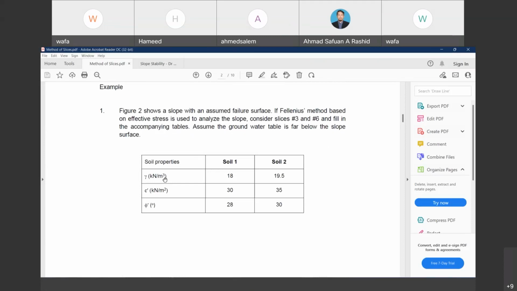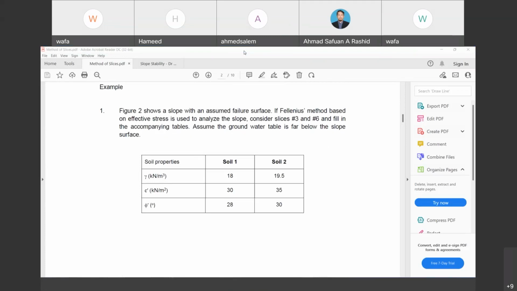Figure 1 shows a slope with an assumed failure surface. If the Fellenius method based on effective stress is used to analyze the slope, consider slice number 3 and slice number 6 and fill in the accompanying table. Assume the water table is far below the slope surface. So the water table is far. Now we need to determine the calculation for the driving and the resisting moment for slice number 3 and also slice number 6.